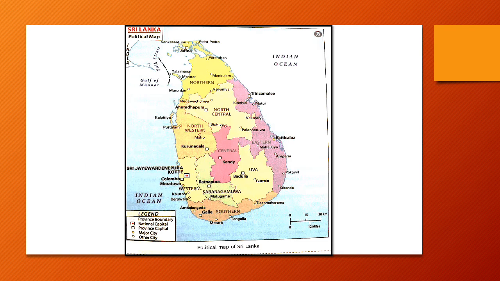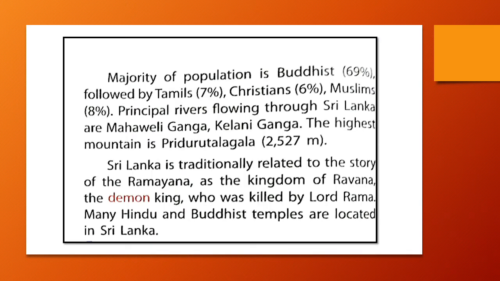You can see other important things shown there: the province boundaries, the national capital, the province capital, major cities and other cities all are marked in the map. The majority of the people living in Sri Lanka are Buddhists, that is around 69%, followed by Tamils 7%, Christians 6%, Muslims 8%. Principal rivers flowing through Sri Lanka are Mahaveli Ganga and Kelani Ganga. The highest mountain is Pidurutalagala, which is 2,527 meters high.